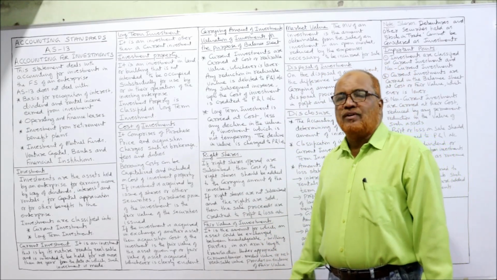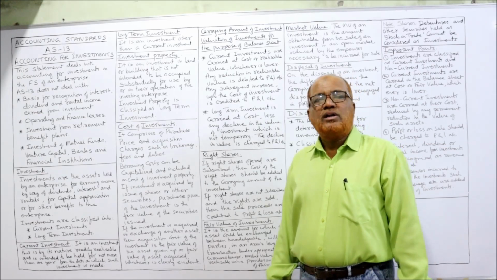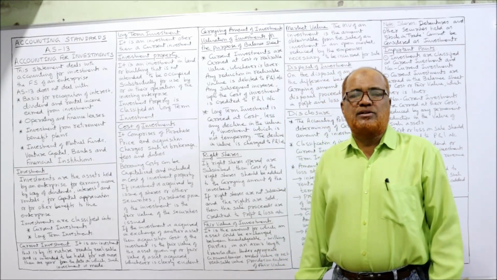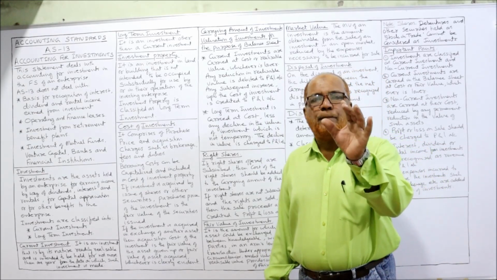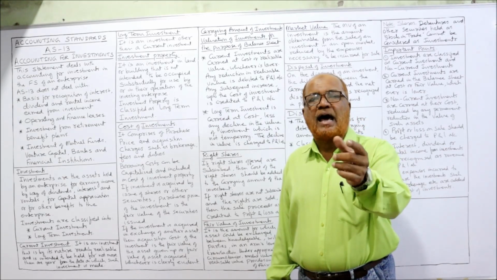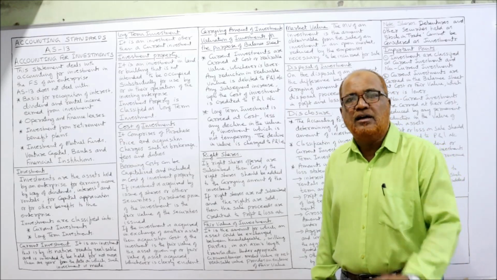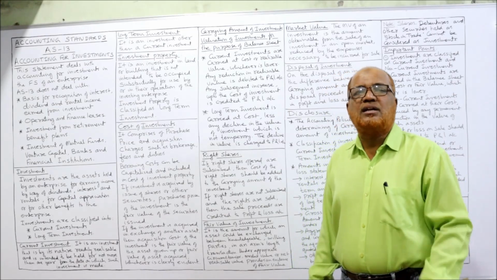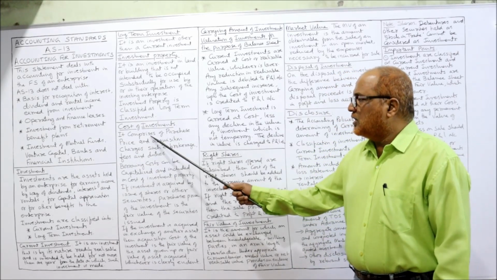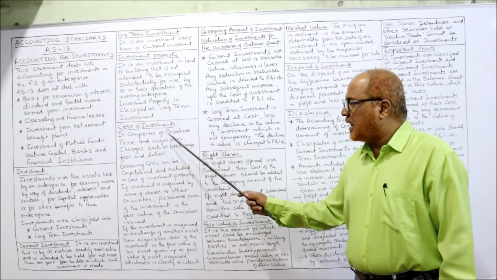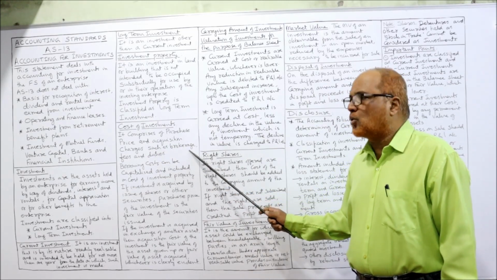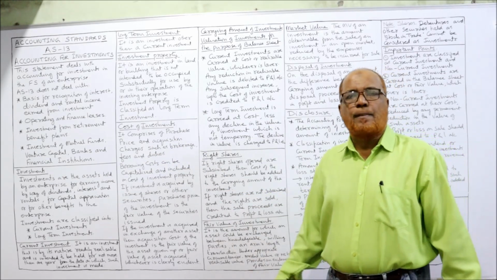Next comes cost of investment. So what do you mean by cost of investment? The cost of investment means the purchase price of the investment and all subsequent expenses incurred in order to purchase that investment. So it comprises of purchase price and acquisition charges such as brokerage or fees and duties.